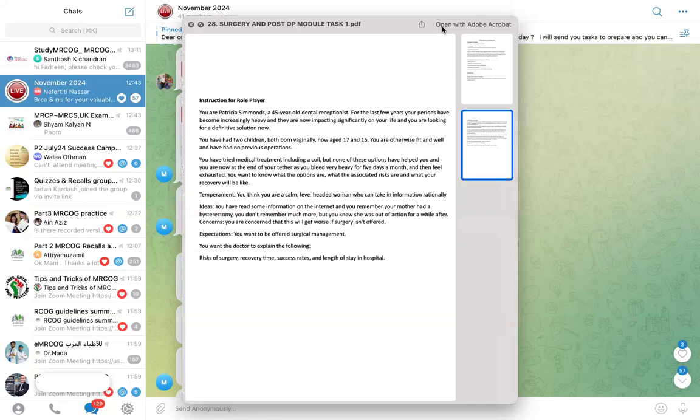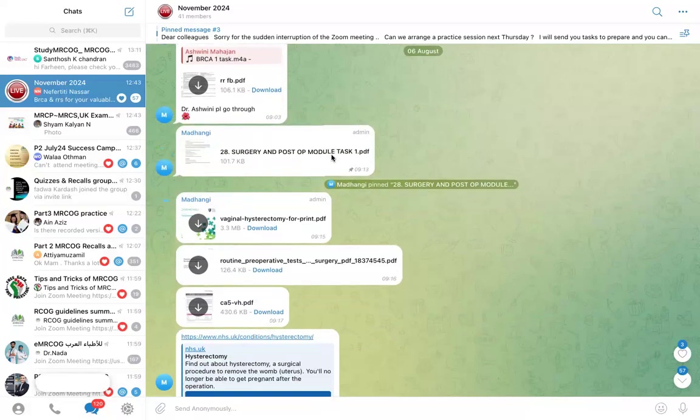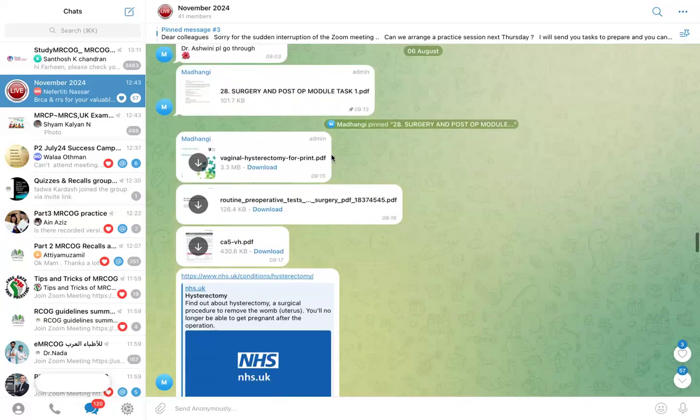What your job, my dear friends, is simply to go through the task and read it well. After you read the task very well, you will practice, you and your study partner, or sometimes people practice by themselves, according to your own convenience time. Then after that, you are going to post the recording for the task.